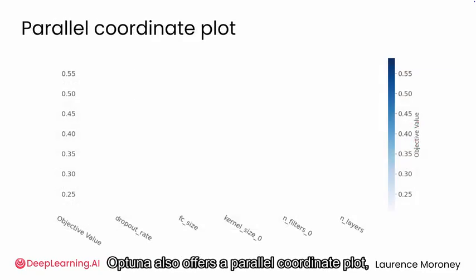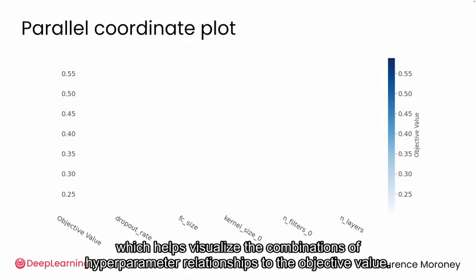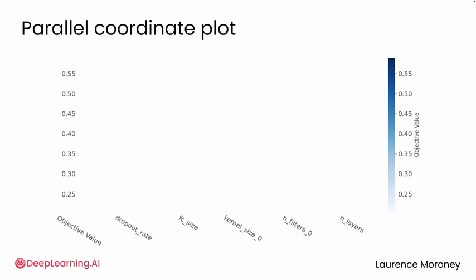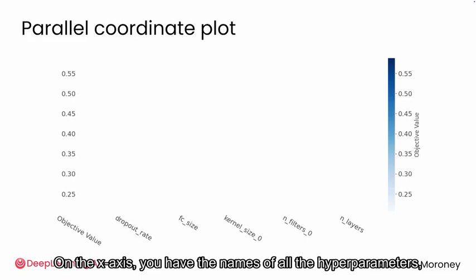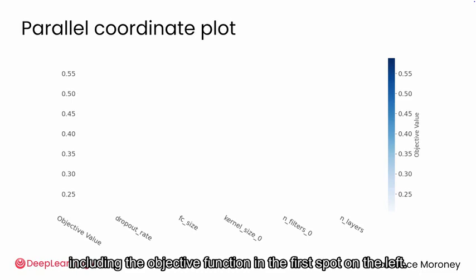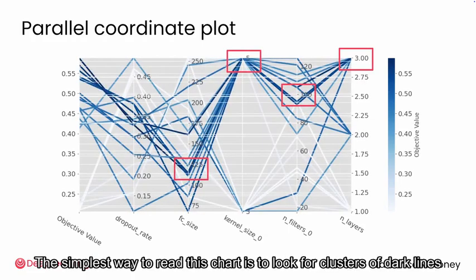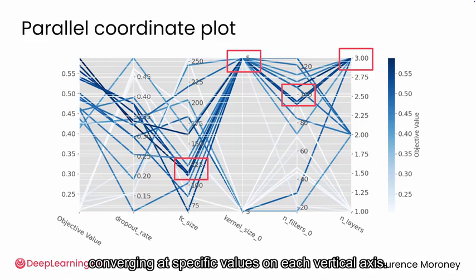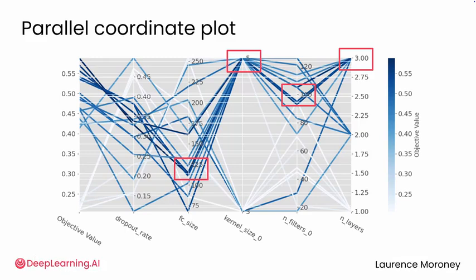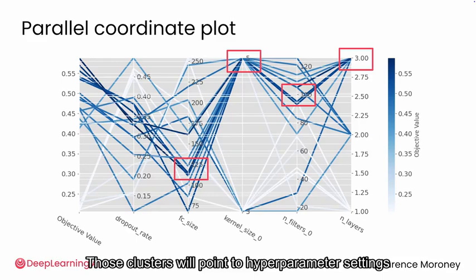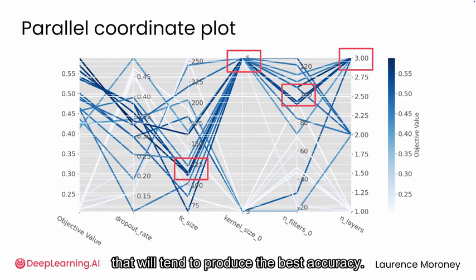Optuna also offers a parallel coordinate plot, which helps visualize the combinations of hyperparameter relationships to the objective value. On the x-axis, you have the names of all the hyperparameters, including the objective function in the first spot on the left. You also have a color bar that represents accuracy, where darker blue represents higher accuracy. Each line corresponds to a trial. The simplest way to read this chart is to look for clusters of dark lines converging at specific values on each vertical axis. Those clusters will point to hyperparameter settings that will tend to produce the best accuracy.